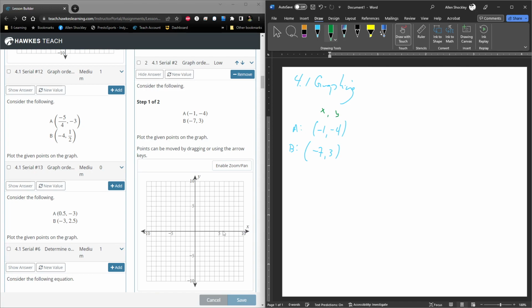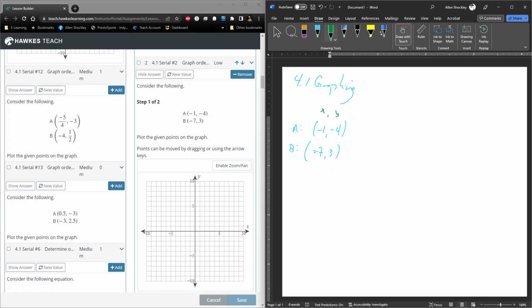This is my x, so I'm going to go left 1 to right here, but I'm not going to put my dot here. Instead, I'm going to go down 4. So I'm going left 1 and then down 4. So A is going to appear right here. You'd click, drag it over to here, and this would be your A.